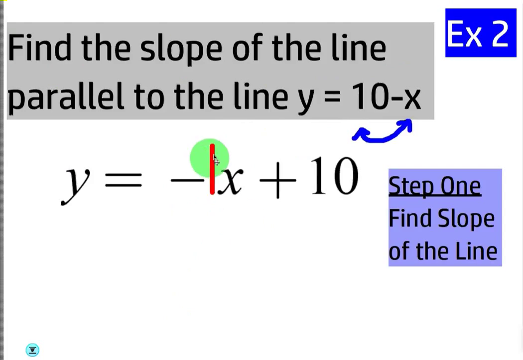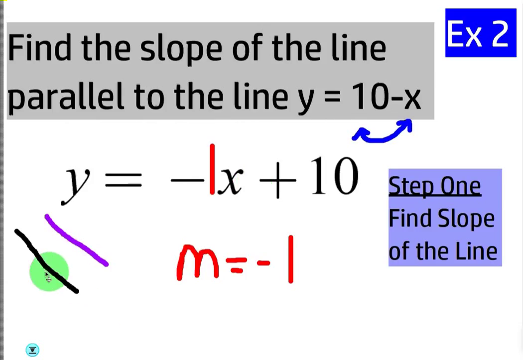Now we can clearly see the slope is negative 1, and again, our lines must be parallel, and if they're parallel, they have the same slope. So if this is the line they gave us, then our parallel line must also have the slope of negative 1. So I'm just, again, going to write m equals negative 1. So again, parallel means same slope, and all I have to do is find the slope of the line they gave us, and that will give us the slope of our line.